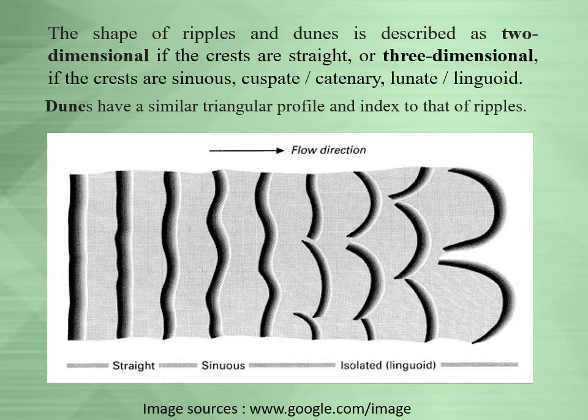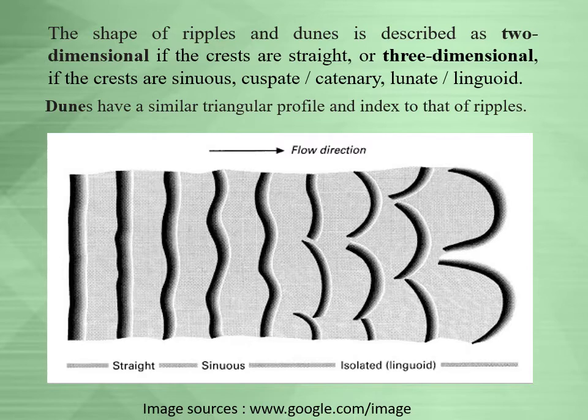Now, previously we talked about the divisions or different types of ripple marks depending upon the crest line morphology. So basically this is the top view. From the top view you can only see these crest lines. So we observe that different types of crest lines are there. Some are straight crested, some are sinuous, some are catenary or cuspate, linguoid and lunate types.